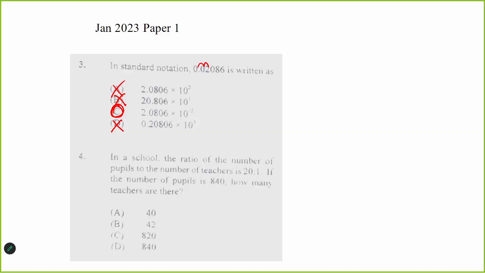Right? This question is a repeated question as well. It's similar to, I don't know which year it was, but I believe the answer was 42. Yeah. But let's go through it. In a school, the ratio of the number of pupils to the number of teachers is 20 to 1. If the number of pupils is 840, so we said that 20 parts was 840. They want to know what is 1 part, which is 840 divided by 20. 2 could go into 84, 2 could go into 42, so the answer is B, 42.